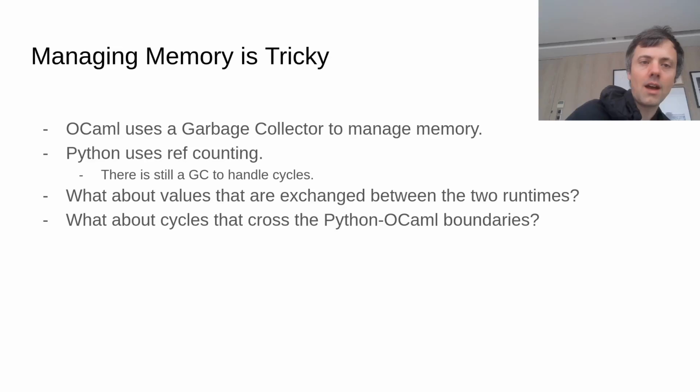And it's the same for the OCaml GC. The OCaml GC sees the OCaml side pointing at some Python value. It knows that these Python values are live, but it doesn't know that these Python values are pointing back at OCaml. So none of the two runtimes can decide on its own to garbage collect the thing.